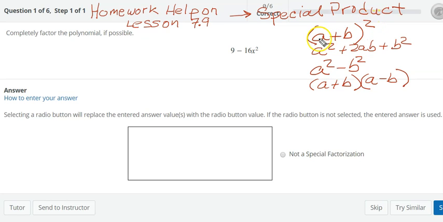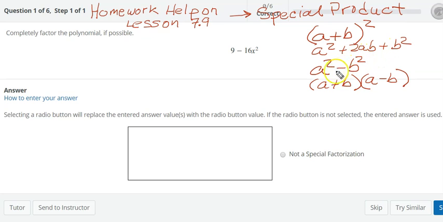Well, if we take a binomial and square it, we get this first term squared, a squared. Multiply these two terms together and then double it, and then square this term. And whatever sign is here is the middle sign here. And then this is plus and that is plus. This is a perfect square trinomial. So when we're factoring special products, we might look for that.